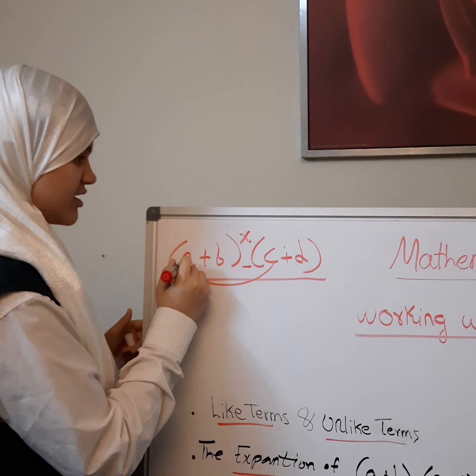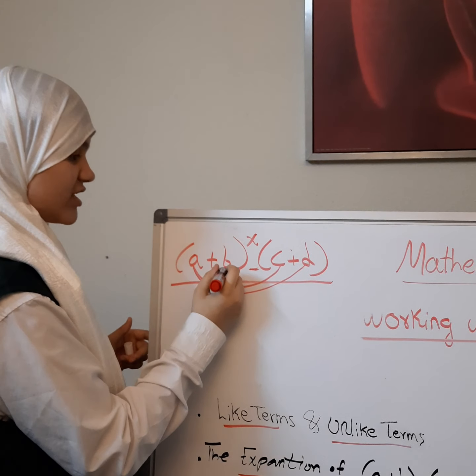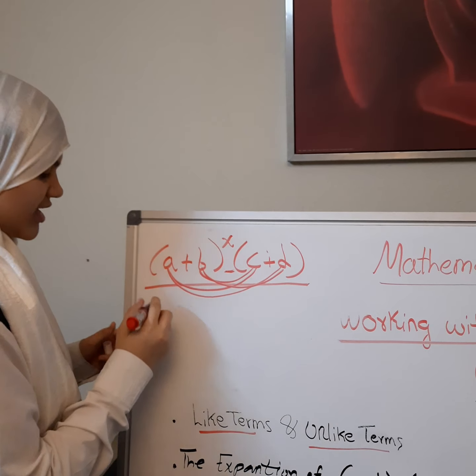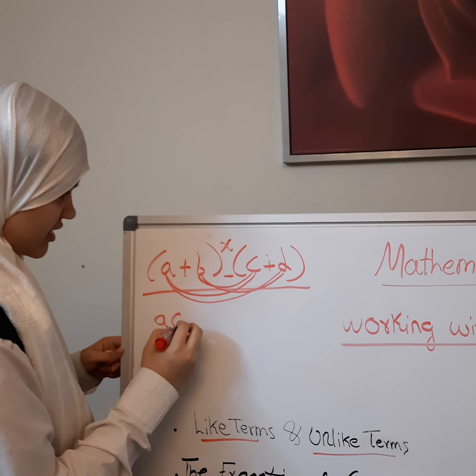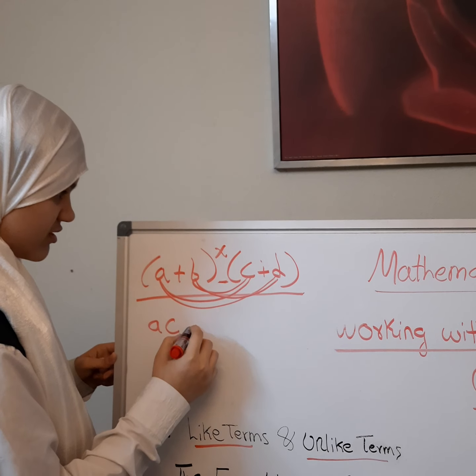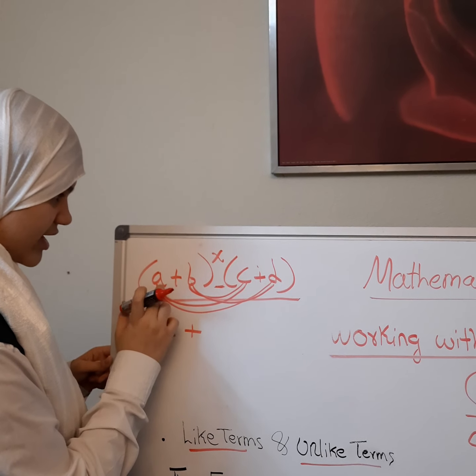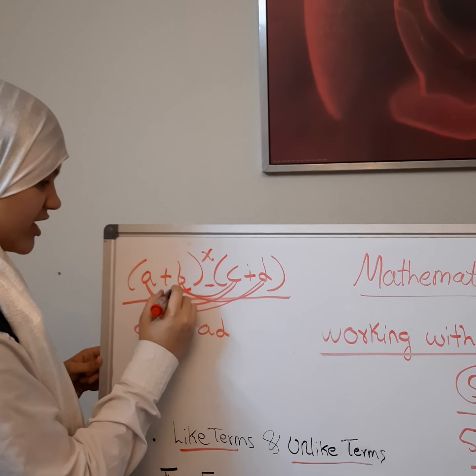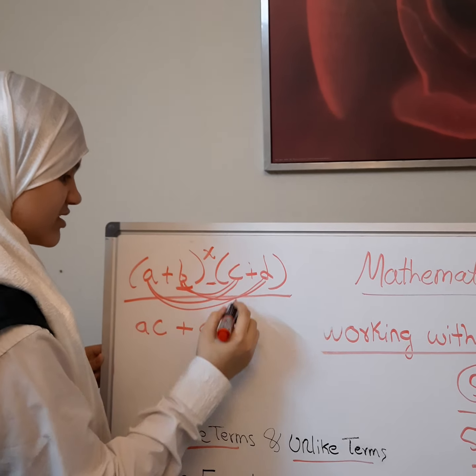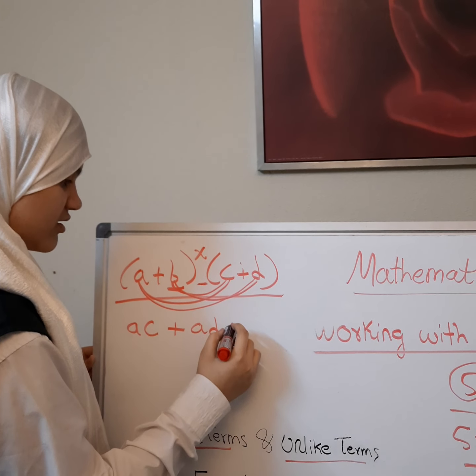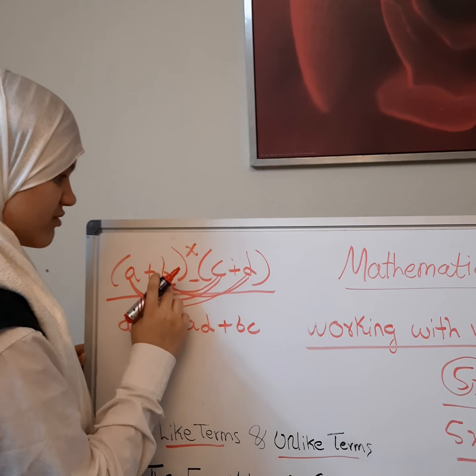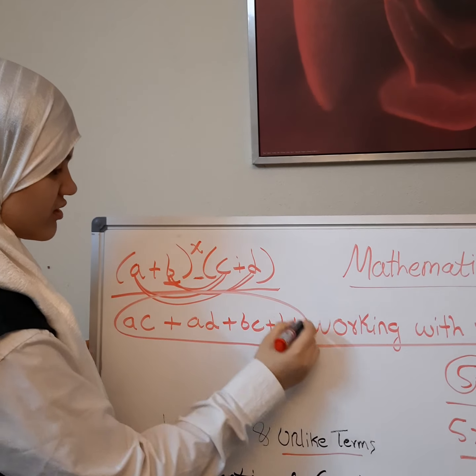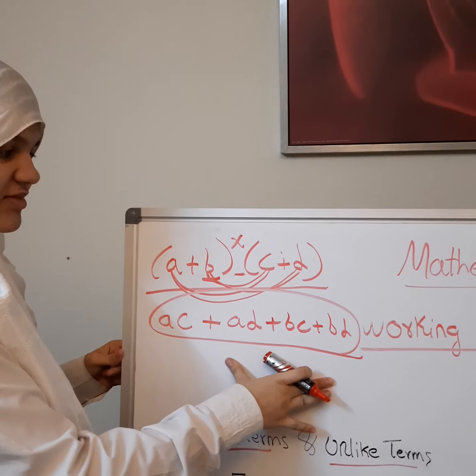A times C, A times D, B times C and B times D. Like A times C, then plus A times D. The other thing will be B times C, it will be BC. B times D, it will be BD. Okay? This is the thing.